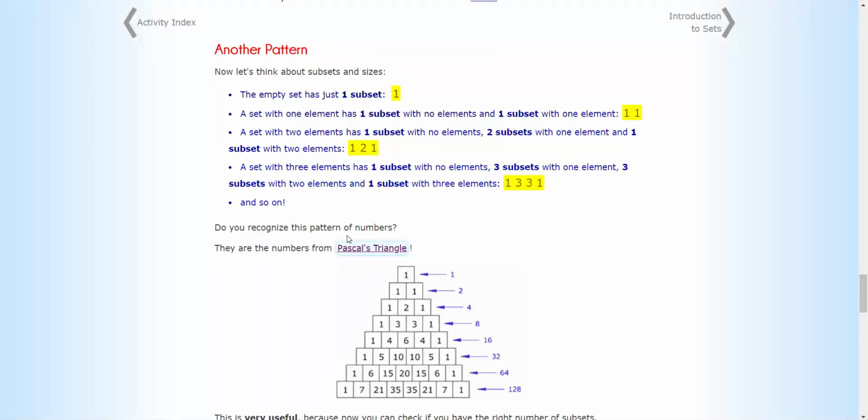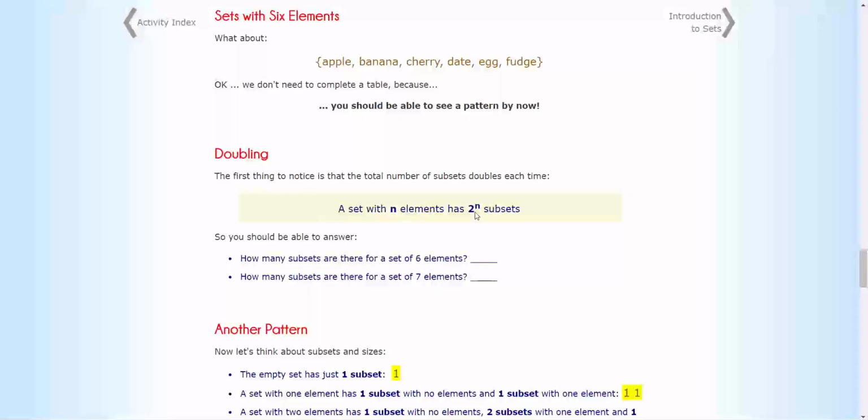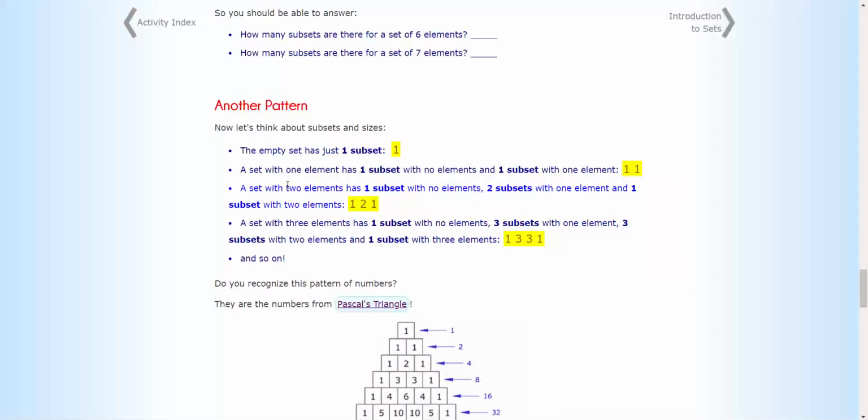So this is how you get this, in this chapter or this section. They talk about subsets and how they get the number of subsets within a given set. So the 2 to the power of n, we've already briefly talked about it a few seconds ago.